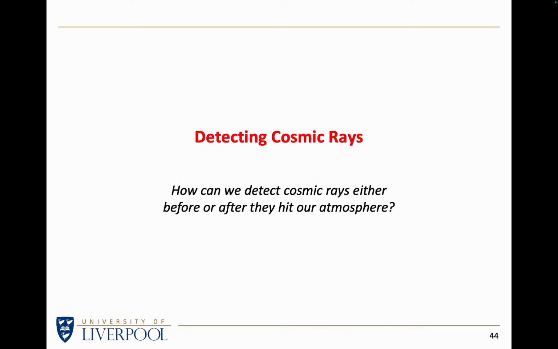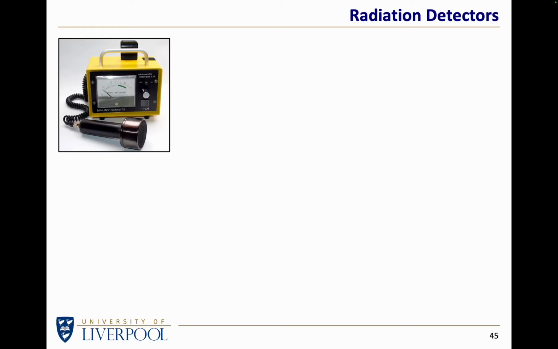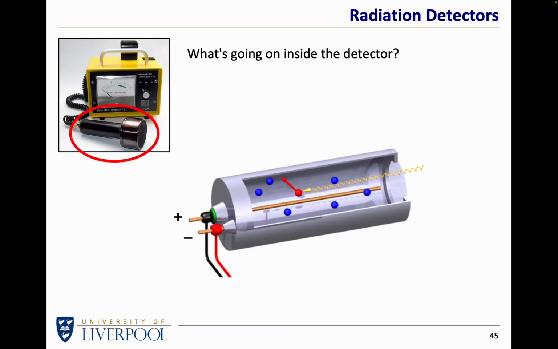So let's think about detecting cosmic rays. We had a look at this earlier, this so-called Geiger-Müller tube or Geiger counter. What's actually going on in there to make the clicks? Well, we have some incoming radiation, and if that radiation is a charged particle, it will ionize some of the gas inside. The gas is usually an inert gas like argon or something like that.